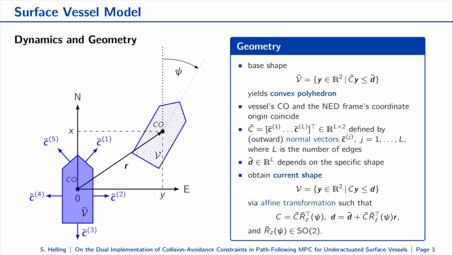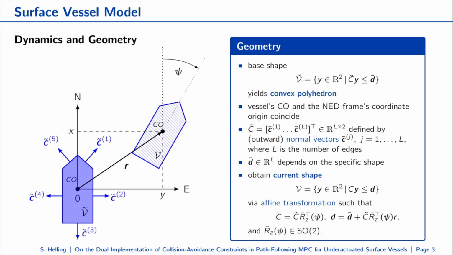Since we will be considering the explicit geometry of the controlled vessel as well as obstacles, here is how they are represented mathematically. The geometries are assumed to be convex polyhedrons. For this, a base shape can be defined, which you can see on the left, centered around the origin. Each face of this base shape is expressed using a half space, defined by a normal vector c tilde and some constant d tilde. Combining the normal vectors in the matrix capital C tilde and the constants in the vector d tilde, the convex polyhedron is compactly expressed with a matrix inequality.